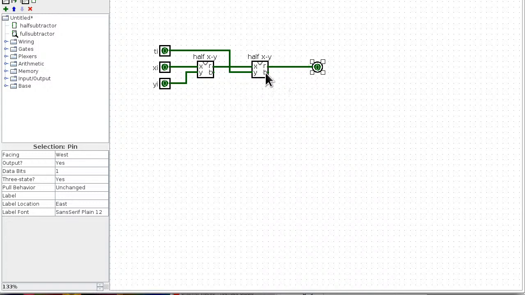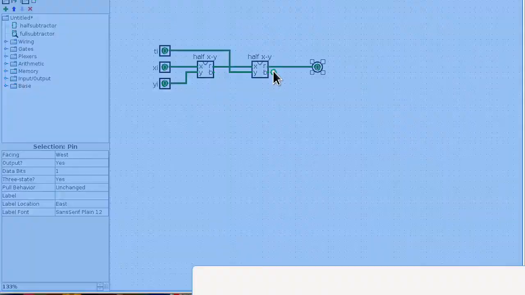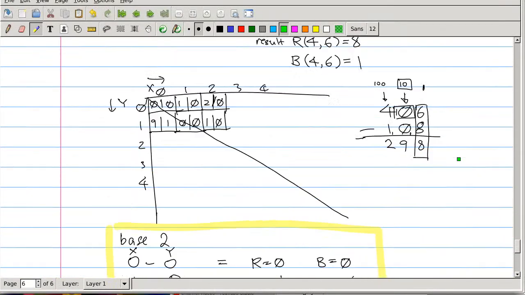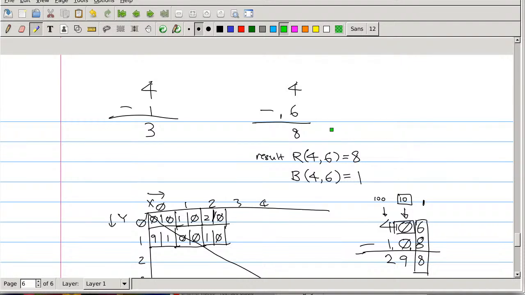So now we got 2 B bits coming out. Now is a good time to go back to our example over here. Not even the base 2, just the base 10. In the base 10 example, you can see how this one here is because of the 6 minus 8, but this one here is because of the result of the subtraction between X and Y minus the one, the borrow from the previous column. So there are 2 ways to contribute to a borrow again, just like there are 2 ways to contribute to a carry with an adder.